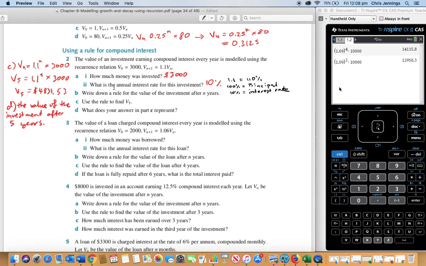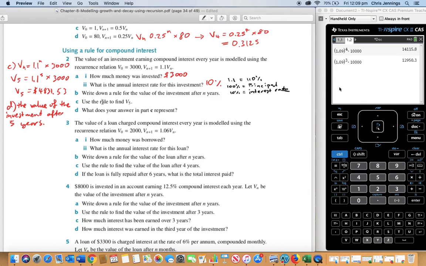Next thing, this is also a gimme. What is the annual interest rate for this investment? Remember, the 1's got nothing to do with the interest rate. That's to retain the principal. So the 0.1's worth 10%. So 1.1 is 110%. The 1's the principal, 100%, and the 10% is the extra, which is the interest rate.